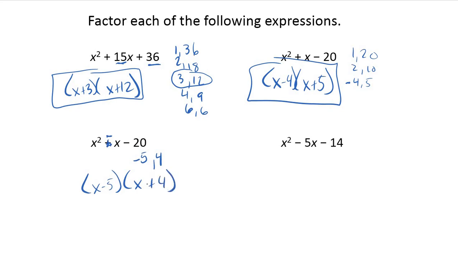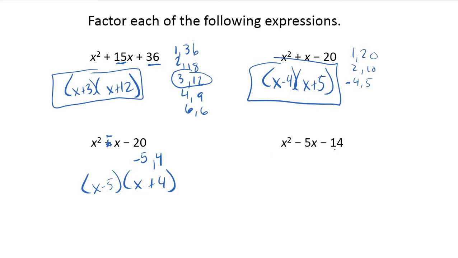And by the way, it doesn't matter the order you write these in, because when you multiply them, right, 2 times 3 is the same as 3 times 2. So I'm just writing these in the order that pops up to me. But if I wrote x plus 4 first, it doesn't matter. It's the same thing, okay?